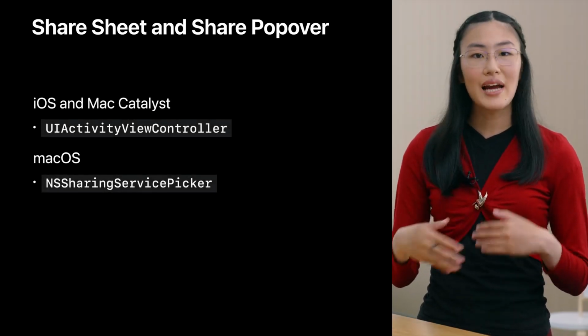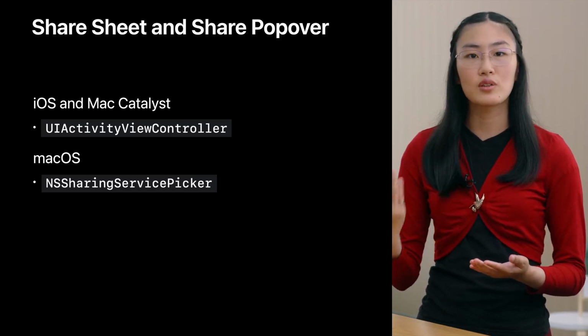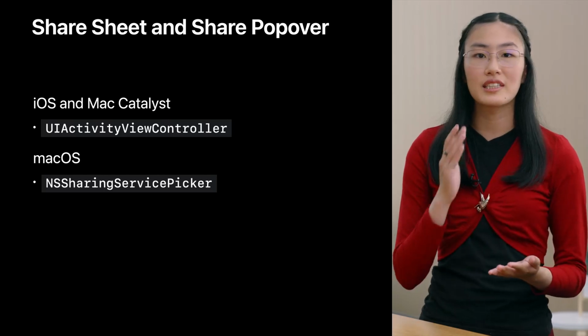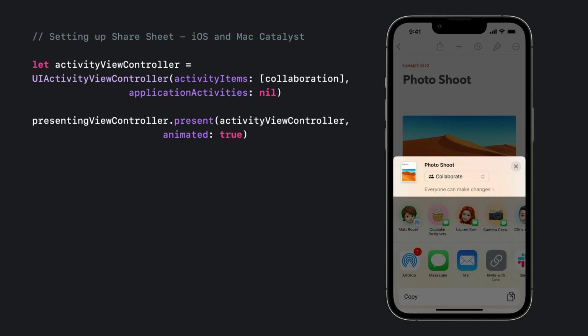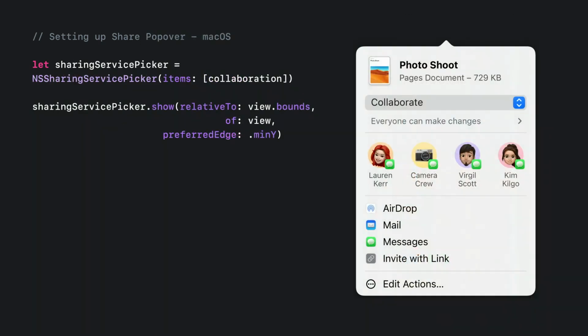On iOS and Mac Catalyst, show the share sheet using the UIActivityViewController class. On macOS, show the share popover using NSSharingServicePicker. Pass the collaboration object to UIActivityViewController as an activity item to present it with collaboration enabled. And similarly, initialize NSSharingServicePicker with the collaboration object to show it with collaboration enabled.